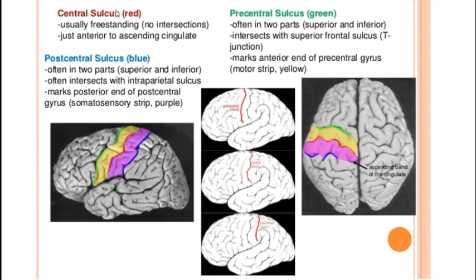So, the central sulcus is represented by this red line. It is very freestanding, just anterior to the ascending cingulate. I will tell you about the cingulate gyrus and cingulate sulcus later. So, the post-central sulcus will be posterior to the central sulcus. Behind the post-central gyrus you will see the post-central sulcus.